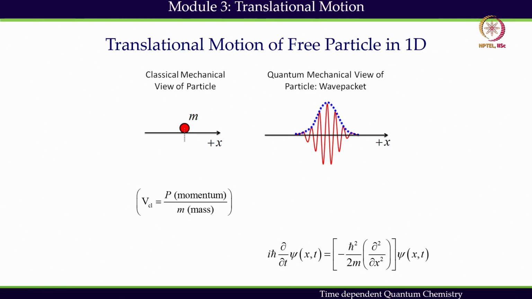One of the simplest forms of motion is perhaps a free particle traveling in one-dimensional space. A classical picture of such a particle moving in one-dimensional space is given here. I have a one-dimensional space, and generally we represent a particle by a ball like this, and it is moving. It's translating.